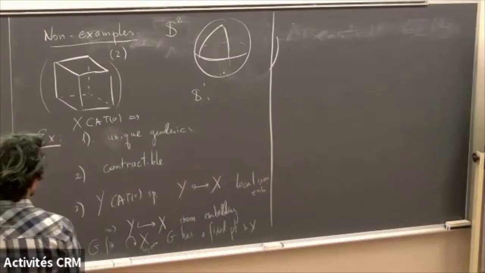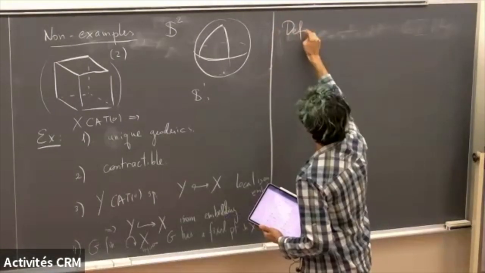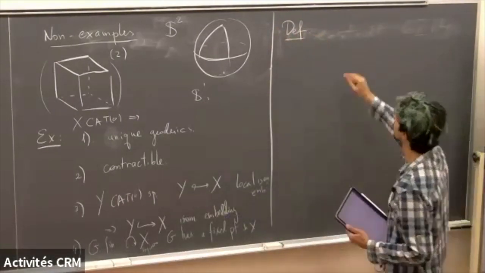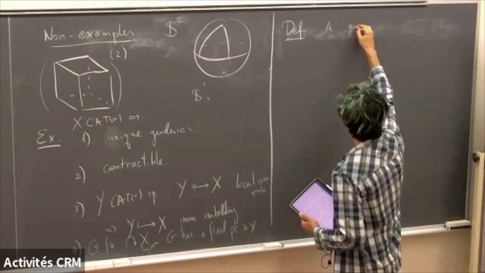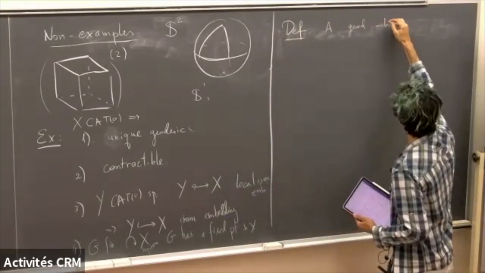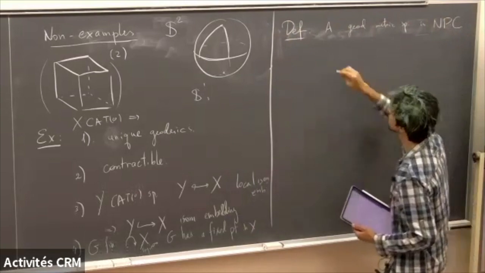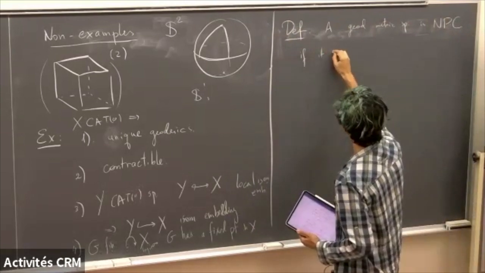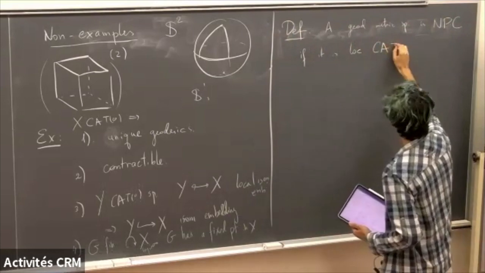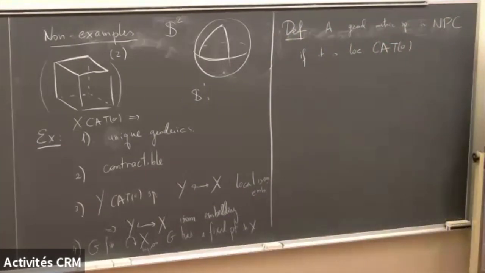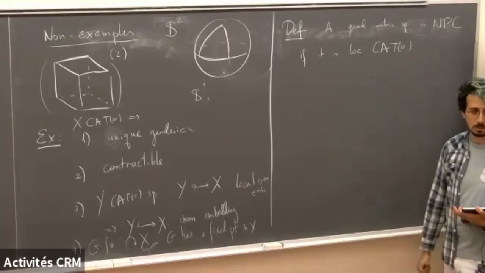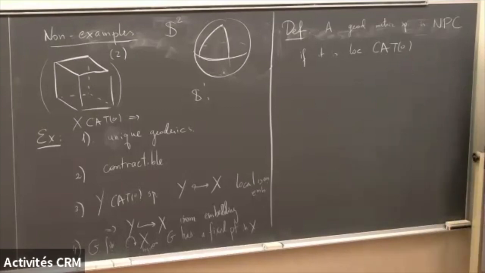Good. The next definition is we want the local version of this. Okay, so a geodesic metric space is non-positively curved if it is locally CAT(0), meaning every point has a neighborhood such that when you restrict your metric to this neighborhood, it is CAT(0). Yeah, some people just call it locally CAT(0). It's fine. We use non-positive curvature.